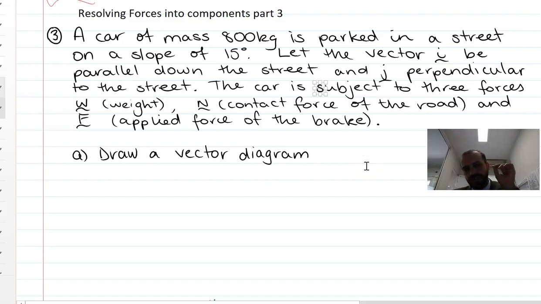All right, so still resolving forces into components, part 3 this time. Read the question, try to draw it. Pay particular attention to what it says here, though. Let the vector I be parallel down the street and J perpendicular to the street. Right, pause it, draw it, pause it.